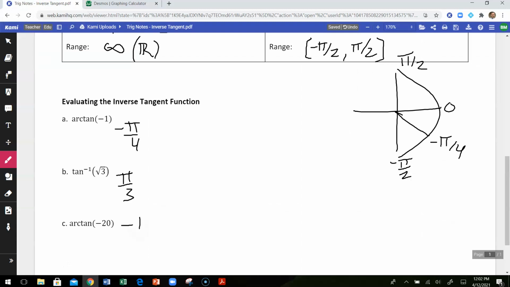Negative 1.5. And again, that value that I get should be in that range of negative pi over 2 to pi over 2, and negative 1.5 is in that range. Just like sine, we're looking at negative pi over 2 to pi over 2 for those values. Unlike sine and cosine, I can plug in anything I want into my inverse tangent function, and I will get a value.